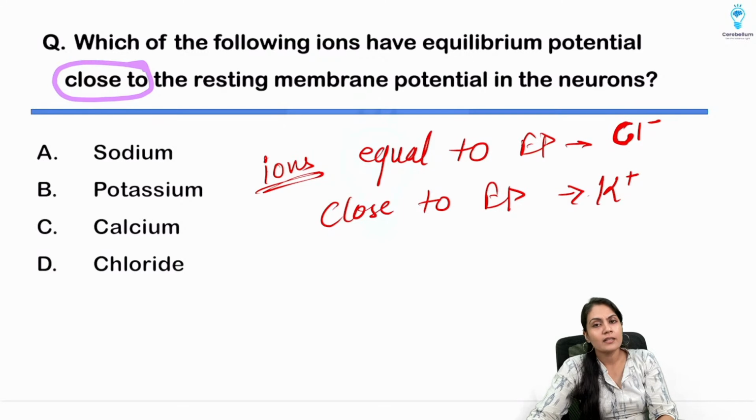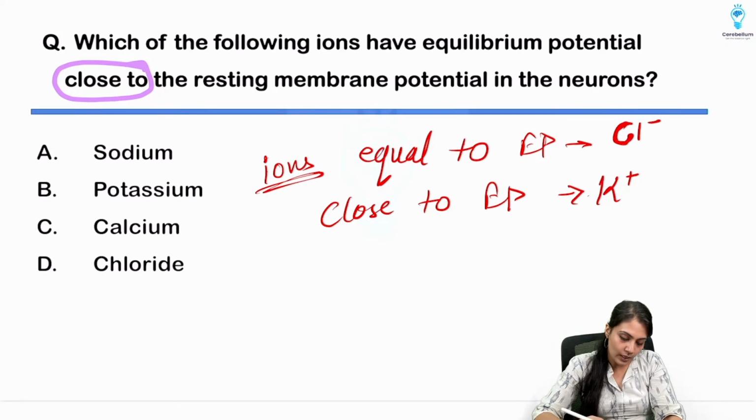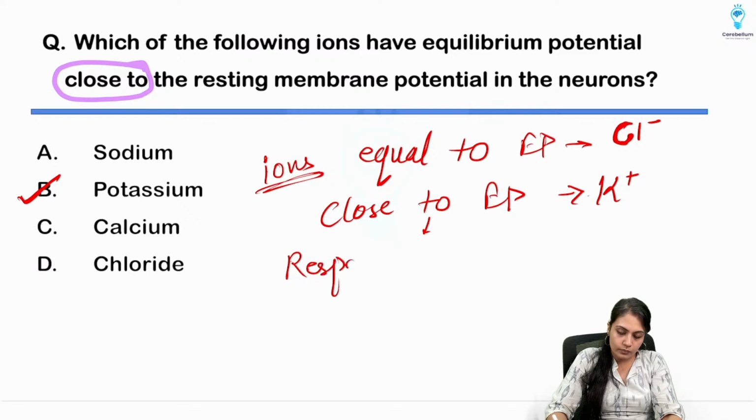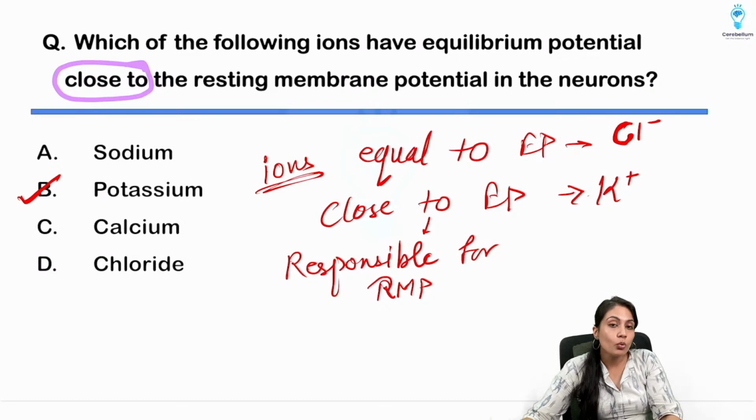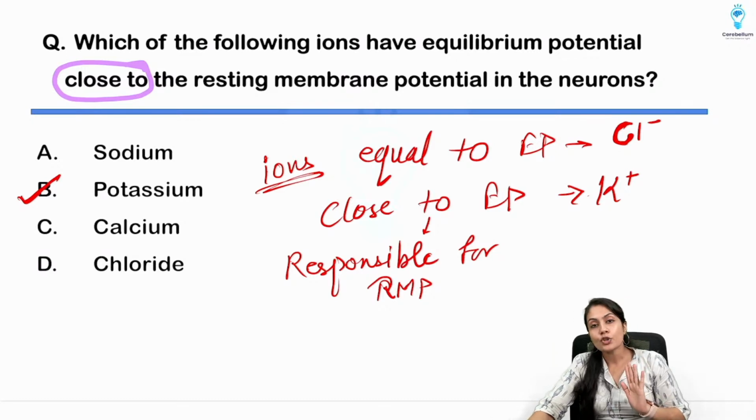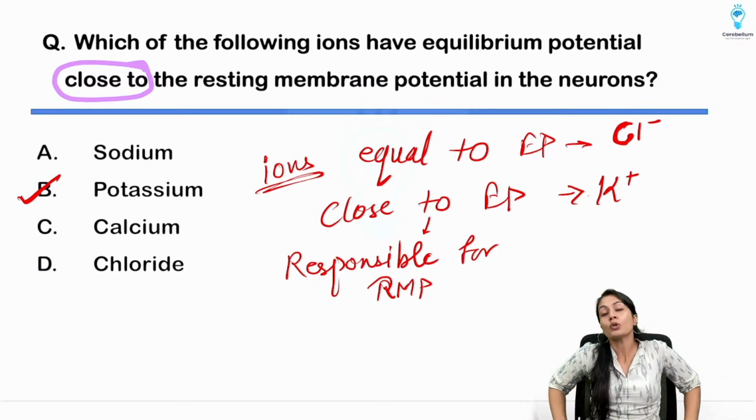This question was asked and this is how they have explained it. Please remember that only if they have written "equal to", then only you are going to answer it as chloride. If they have asked "close to", then your answer is going to be potassium, because this is the one which is responsible for the RMP. When we talk mainly about the RMP of a neuron or any other cell, remember at the resting time, who is having permeability? The potassium, right? So if they ask "close to", please remember, don't get confused.